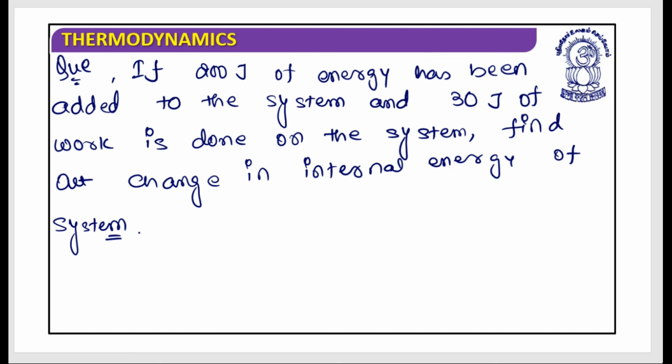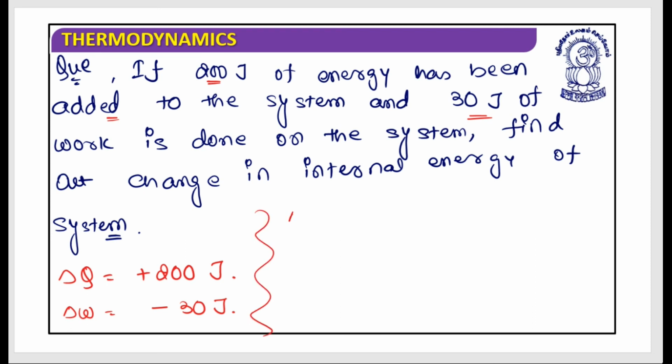They say 200 joule of energy has been added to the system and 30 joule of work is done on the system. We need to find out the change in internal energy. That means when they said 200 joule of energy has been added to the system, it is delta Q equal to plus 200 joule, and 30 joule of work is done on the system, that means delta W is equal to minus 30 joule. What I need to find out is the change in internal energy. So let's do it quickly.